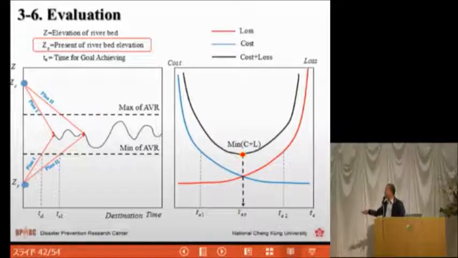So if you take a very long time, then the cost will be very low. You don't need to spend such a lot of money, but on the contrary, your loss will be higher. So you can use this line to make a decision, to optimize time. That means TEO, the optimized time. You can control the riverbed variation to go into the allowance variation range.